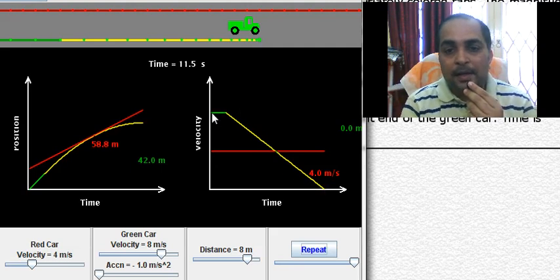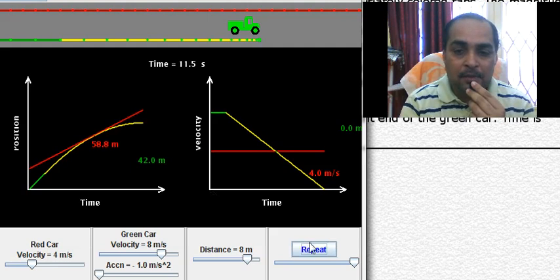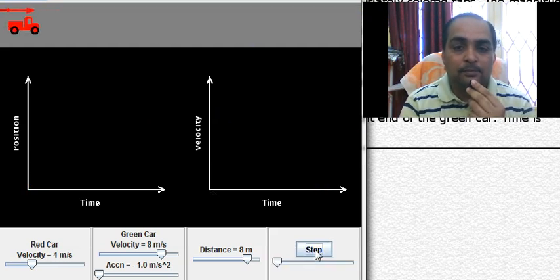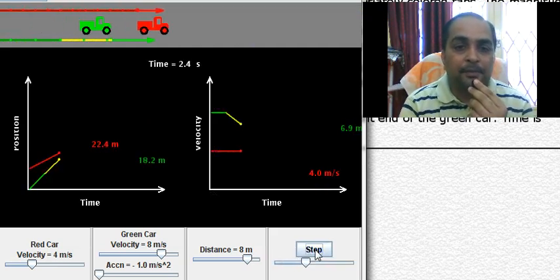So the green color truck initially had constant velocity. After applying brakes, the velocity got reduced and finally it met the time axis. That means velocity dropped down to 0. Let us see the animation once again. Now concentrate on the position time graph.